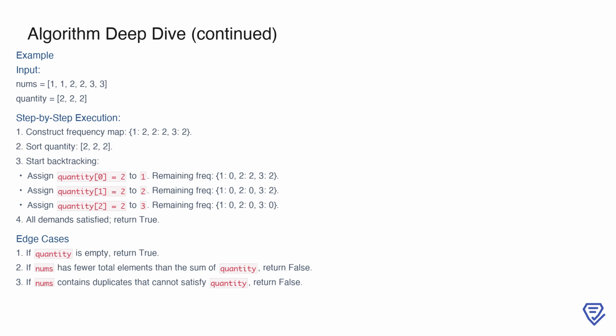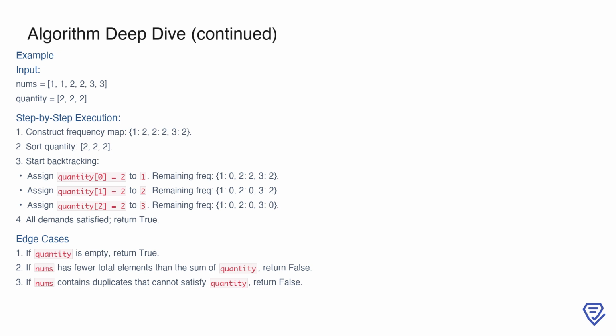Suppose the input is nums equals [1, 1, 2, 2, 3, 3], and quantity equals [2, 2, 2]. First, we construct the frequency map, which becomes {1: 2, 2: 2, 3: 2}. Next, we sort the quantity array in descending order, resulting in [2, 2, 2]. Now we begin the backtracking process.